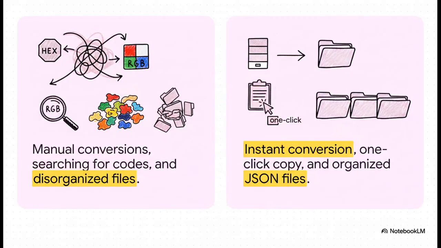And this just lays it all out, doesn't it? It's the perfect before and after. On the left, you've got the old way. Manually converting things, searching everywhere, total chaos. And on the right, you have the Swatcher way. Instant conversions, one-click copying, and everything neatly organized. We're talking about a complete transformation of your process.